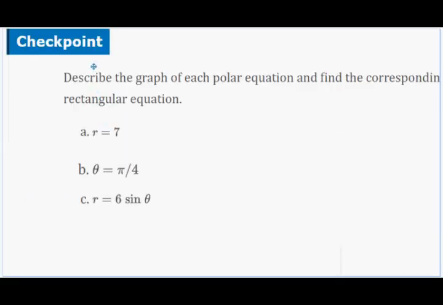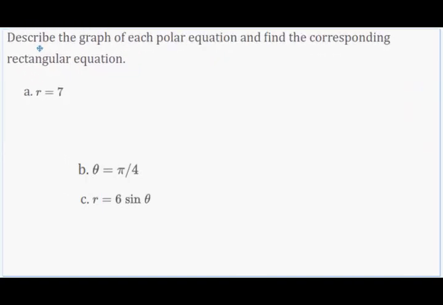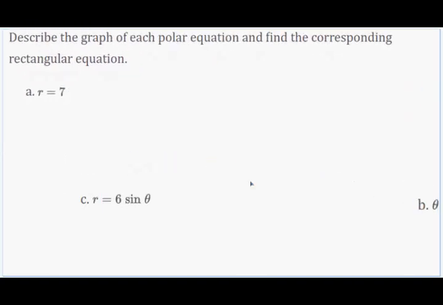Okay, now I say pause the video and try these 3. A and B are not bad, they're very similar to what we did in the example, but this part C is kind of a juicy one. So if you don't get that one on your own, don't feel bad. Pause the video, give them a try. Okay, I'm going to put these over here for safekeeping real quick.